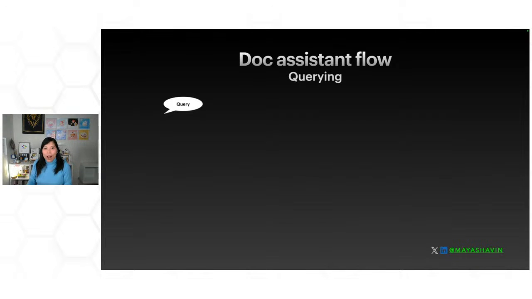Okay, so for querying, first we receive a query from the user. We'll have to create an embedding from the user input. We cannot use it as is, because in order to search with embeddings, you need to compare embedding to embedding. You cannot compare text and embedding. It doesn't work like that.